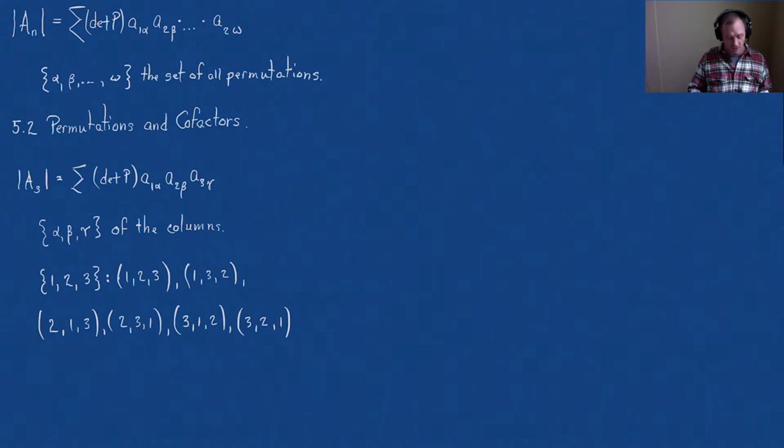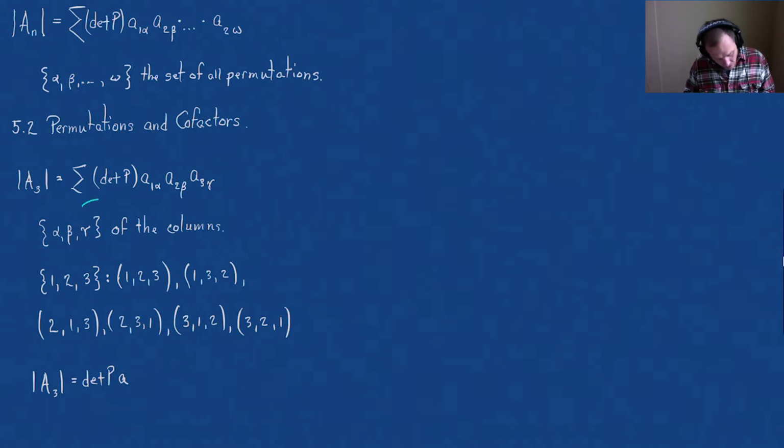Okay. So let's write this out. The determinant of A3 equals the determinant of P times A. Now look at this. These are always the same. The 1, the 2, and the 3 for the rows are always the same. What's going to change now are the columns. Columns change. So this then becomes A, and we're going to use our first permutation.